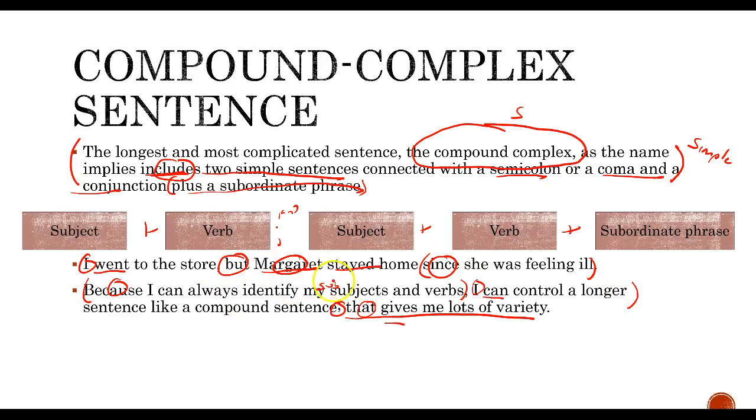Because I can identify my subjects and verbs, I can control a longer sentence like a compound complex sentence, I forgot to put complex in there, that gives me lots of variety. So there's a good example of the types. So there are the 4 types.